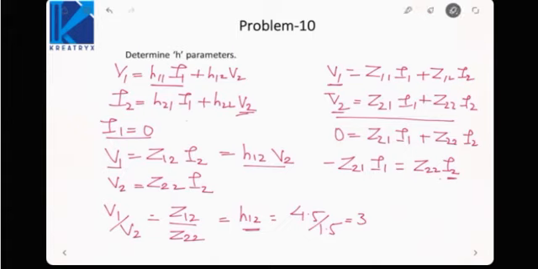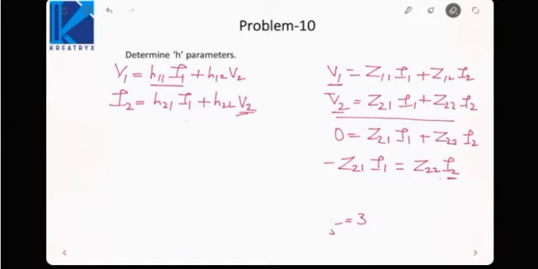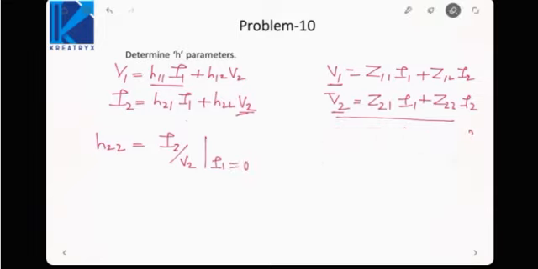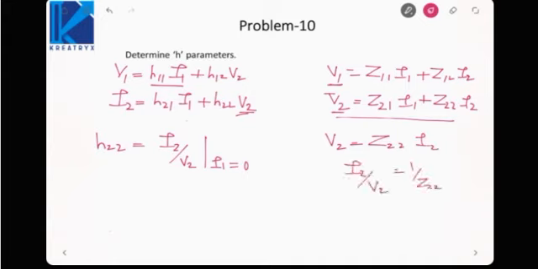What about the next parameter? From the next equation, we can determine H22. H22 will be equal to I2 by V2 when I1 equal to 0. If I1 is 0, then the second equation will be V2 is equal to Z22 I2. So what is I2 by V2? 1 by Z22. So H22 is equal to 1 by Z22. That is 1 by 1.5, which is equal to 0.67.